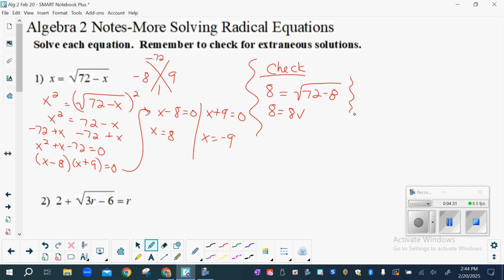We need to check the other one as well. So we get negative 9 equals the square root of 72 minus a negative 9. Minus a negative 9 is positive 9, right? 72 plus 9, which is 81. What's the square root of 81? 9. So we get negative 9 equals 9. That doesn't work, does it?